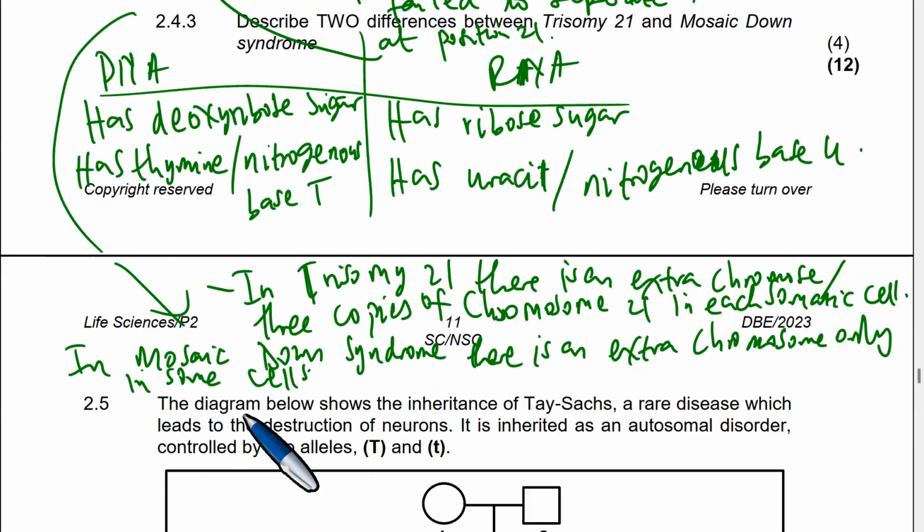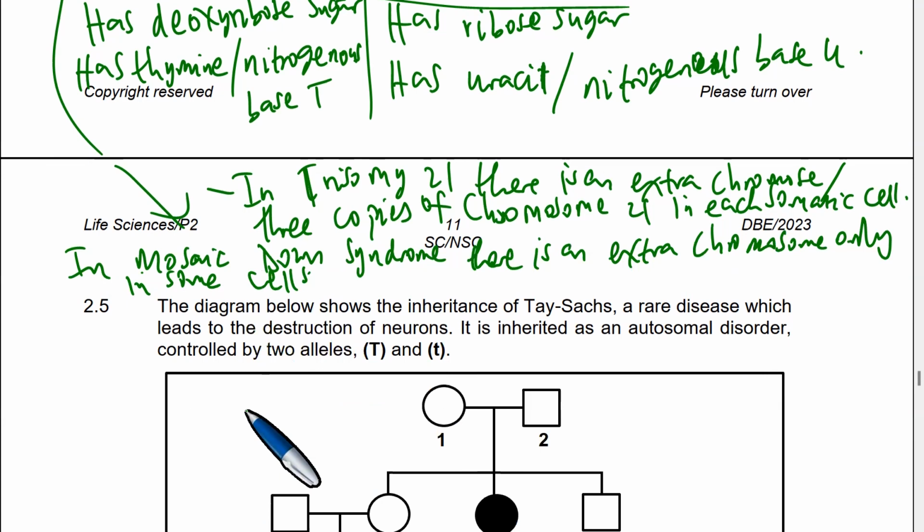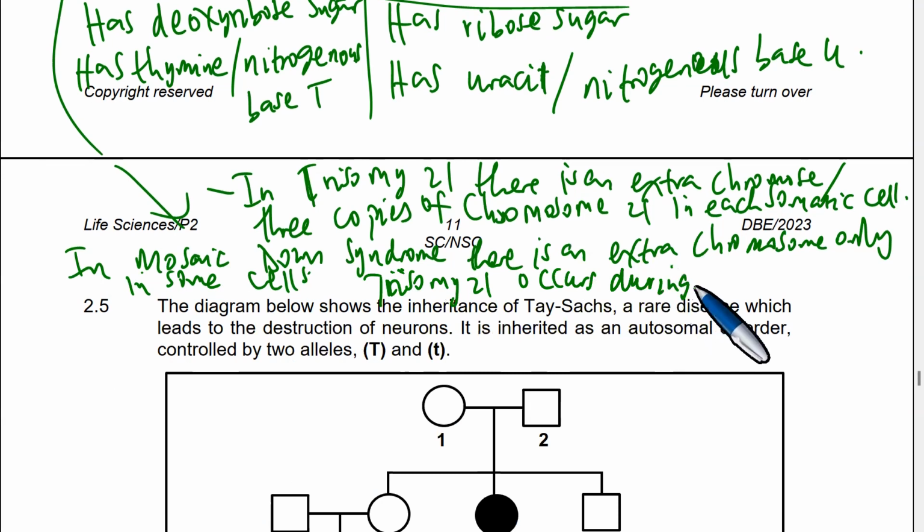The trisomy 21 occurs during meiosis. Trisomy 21 occurs during meiosis.